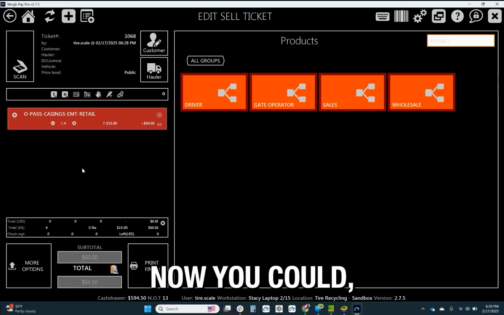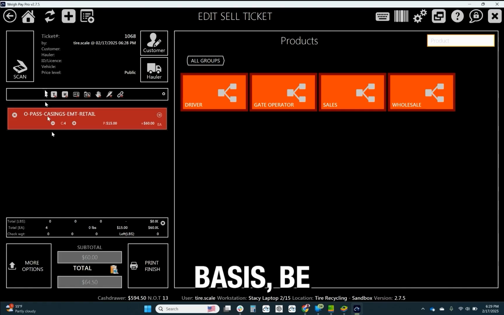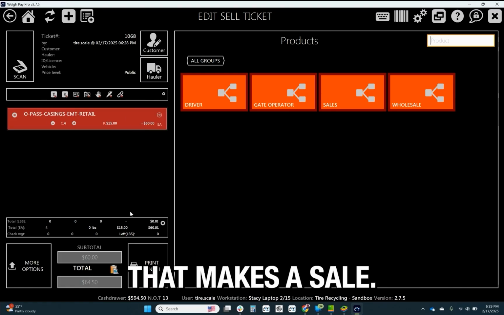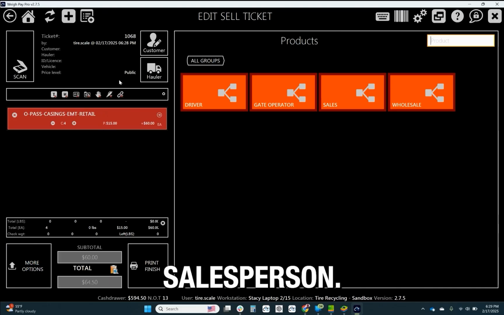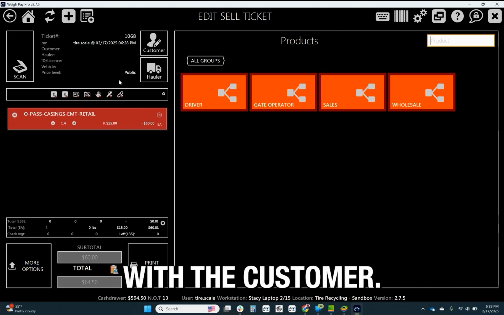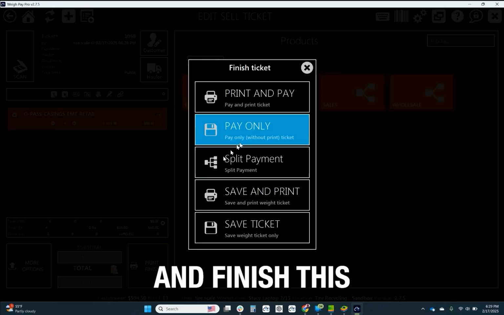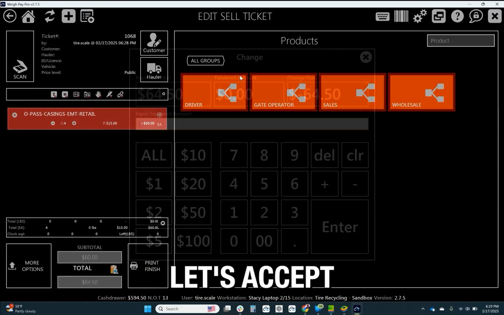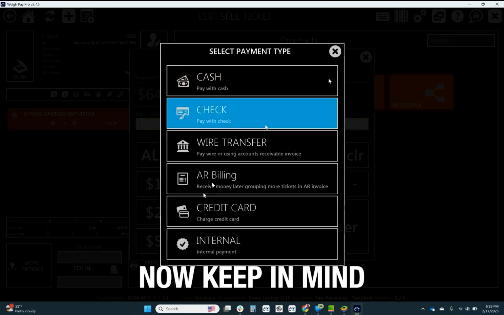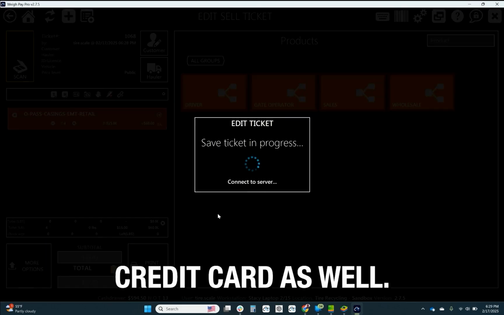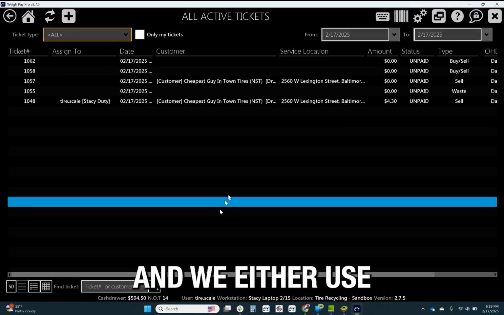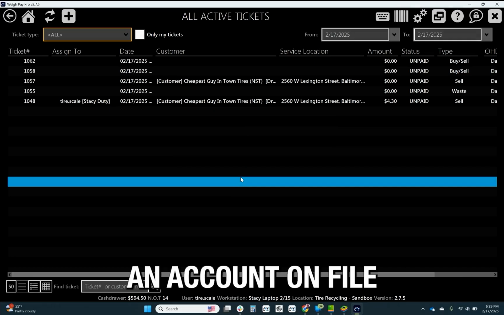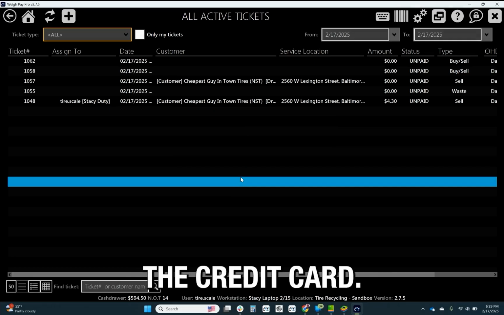Now, you could, on a per salesperson basis, be tracking commissions for each salesperson that makes a sale. That can either be done through a ticket tracker or it can be done through the salesperson that's associated with the customer. Let's go ahead and finish this one out. Let's print and pay. Let's accept some cash. Now keep in mind that we could accept credit card as well. So you can see there, that's a credit card payment that just fired through, and we either used an account on file or we tapped, swiped, or inserted the credit card.